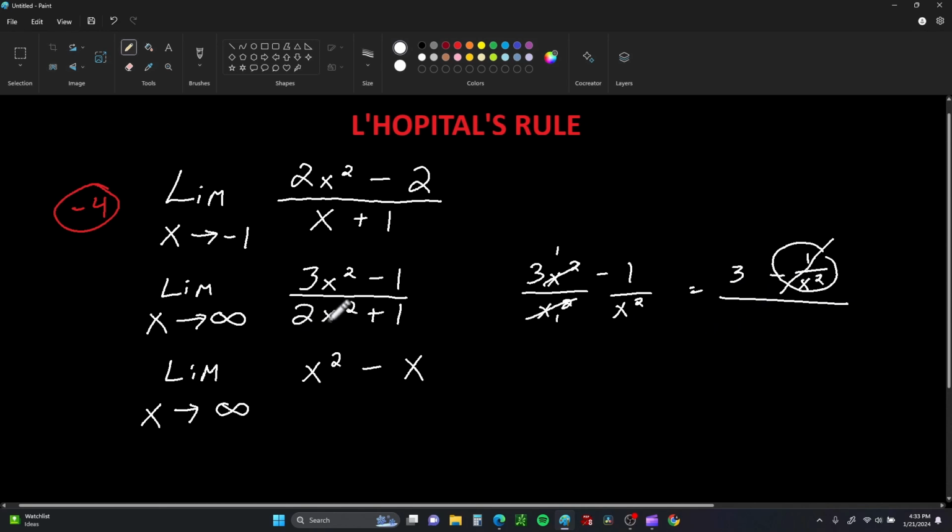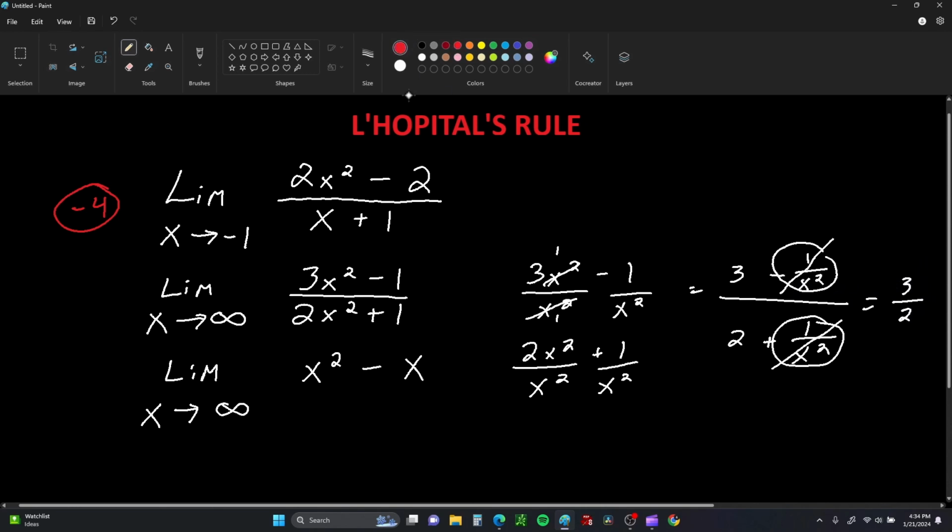I would have 2x squared plus 1. I want to divide both sides by x squared to get the 2 by itself. And what I would get is 2, this time plus 1 over x squared. So here, if I substitute in, as this goes up to infinity, this value of this fraction would go to 0 and would fall out. So algebraically, I can find that this limit as x approaches infinity is 3 over 2. So I'll write that over here too. I have 3 over 2.